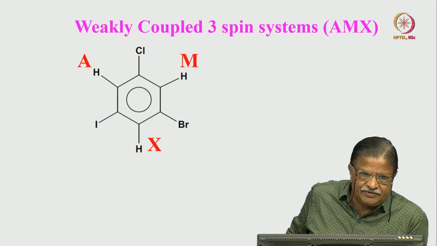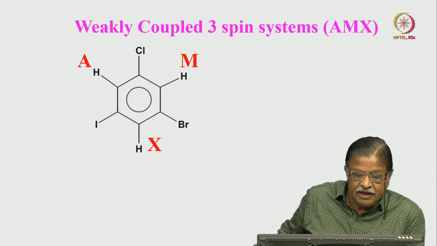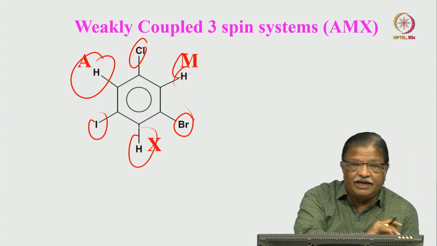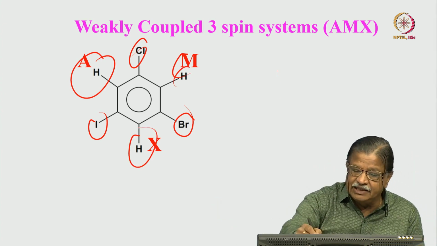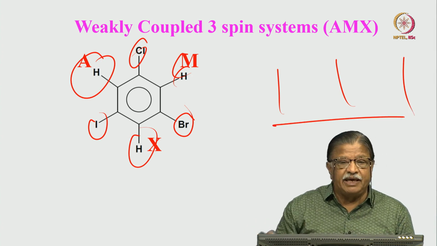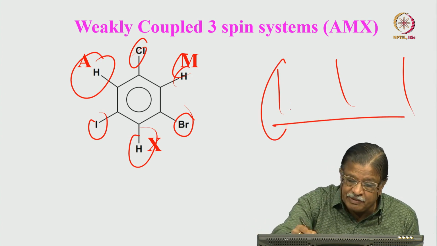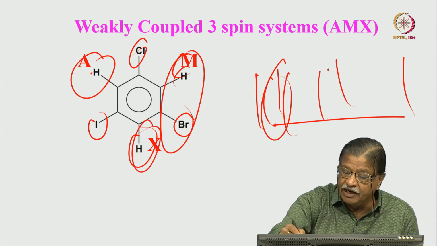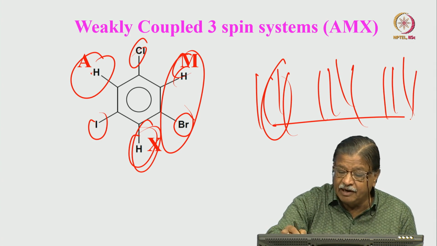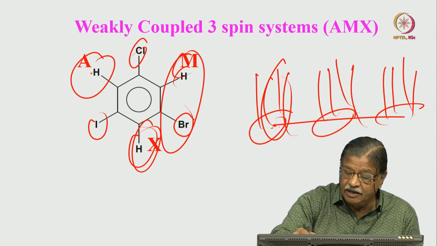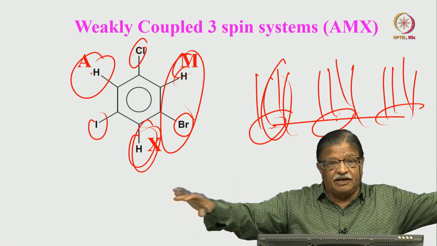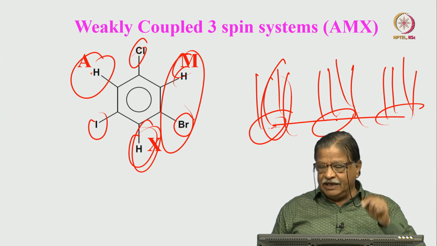Weakly coupled 3 spins, for example, is like this, A, M and X. Here, because of different substitutions, the chemical shifts of all the 3 are entirely different. One is here, other is here, other is here, very well separated peaks. Each of them will be split. A is split because of M and X, giving a 4 line pattern. This gives a 4 line pattern, this gives a 4 line pattern. But remember, they are far away separated. This is far away separated from this, and these 2 are further separated far away.